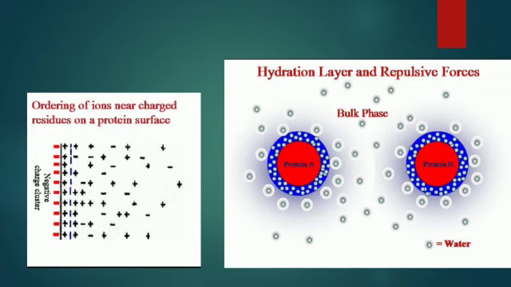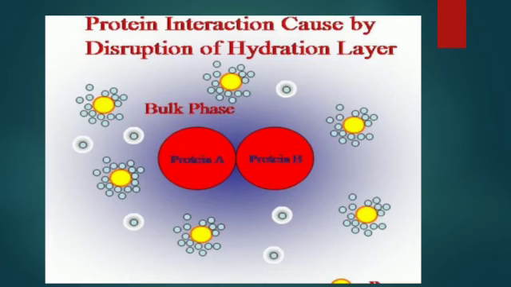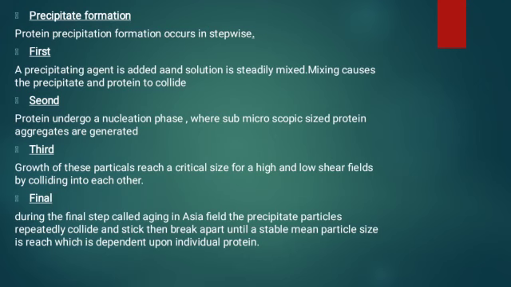These are the structures of ordering of ions near charged residues on a protein surface. Hydration layer and repulsive forces. These are the protein interactions caused by disruption of the hydration layer. Now we talk about precipitate formation.